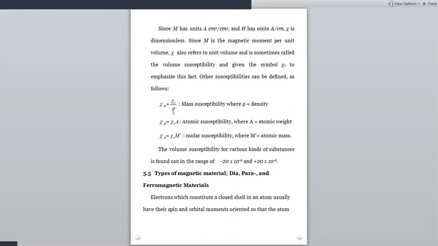Here, there are three kinds of magnetic susceptibility: mass susceptibility, atomic susceptibility, and molar susceptibility. The value of susceptibility for various kinds of substances is found in the range of -20 × 10^-6 to +20 × 10^-6.